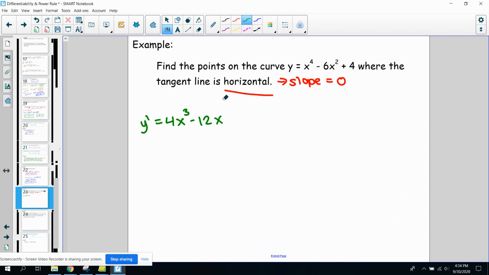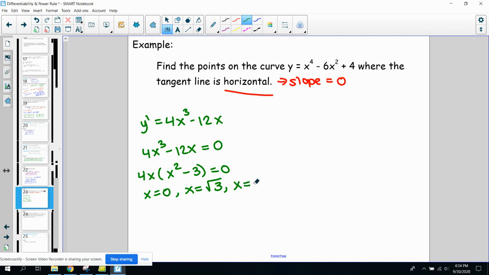I want to know when this is equal to 0. So I'm going to set it to 0. 4x cubed minus 12x equals 0. Now we're just going to use algebra and factor. So I'm going to pull out a 4x and we have x squared minus 3 equals 0. If I set each thing to 0, I'm going to get x equals 0 from the 4x. X squared minus 3, if I solve it and set it to 0, I'm going to get that x is equal to positive root 3 and x is equal to negative root 3. Okay, so that's just basic algebra solving skills.